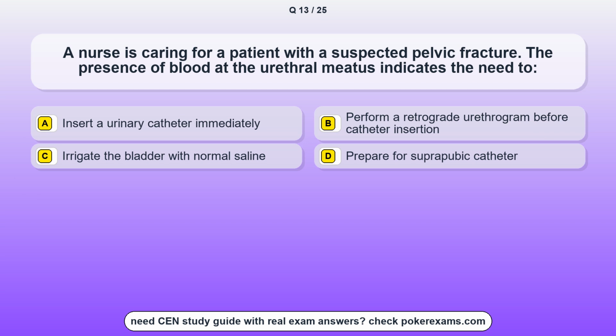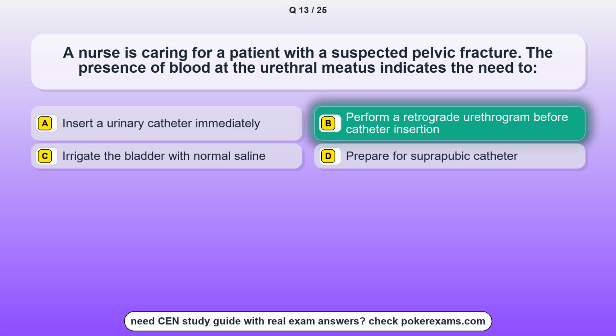Question 13. A nurse is caring for a patient with a suspected pelvic fracture. The presence of blood at the urethral meatus indicates the need to: Option A: insert a urinary catheter immediately. Option B: perform a retrograde urethrogram before catheter insertion. Option C: irrigate the bladder with normal saline. Option D: prepare for suprapubic catheter.